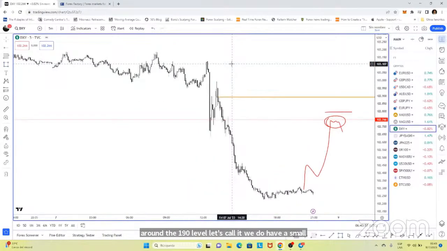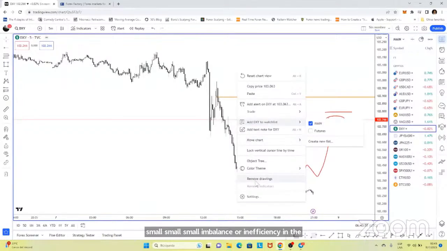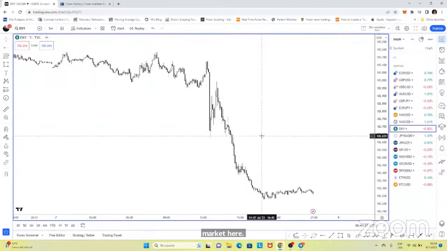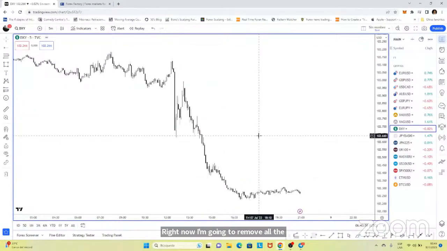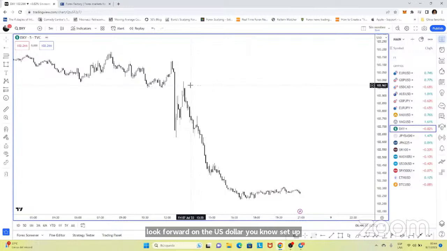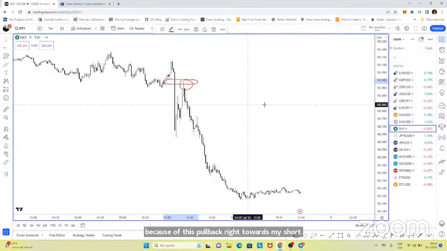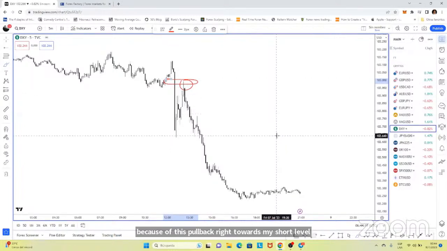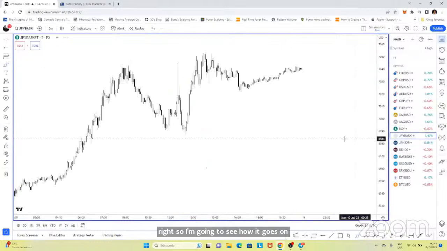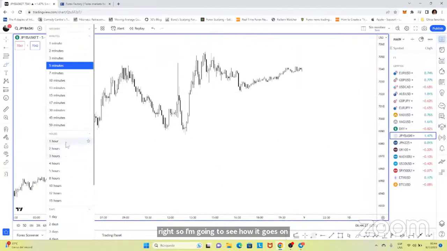No, right now, I'm going to remove all the drawings. Right now, there is very little that I can look forward to on the US dollar, setup wise, because of this pullback towards my short level, right? So I'm going to see how it goes on the open, but talking about the Japanese yen basket, guys.